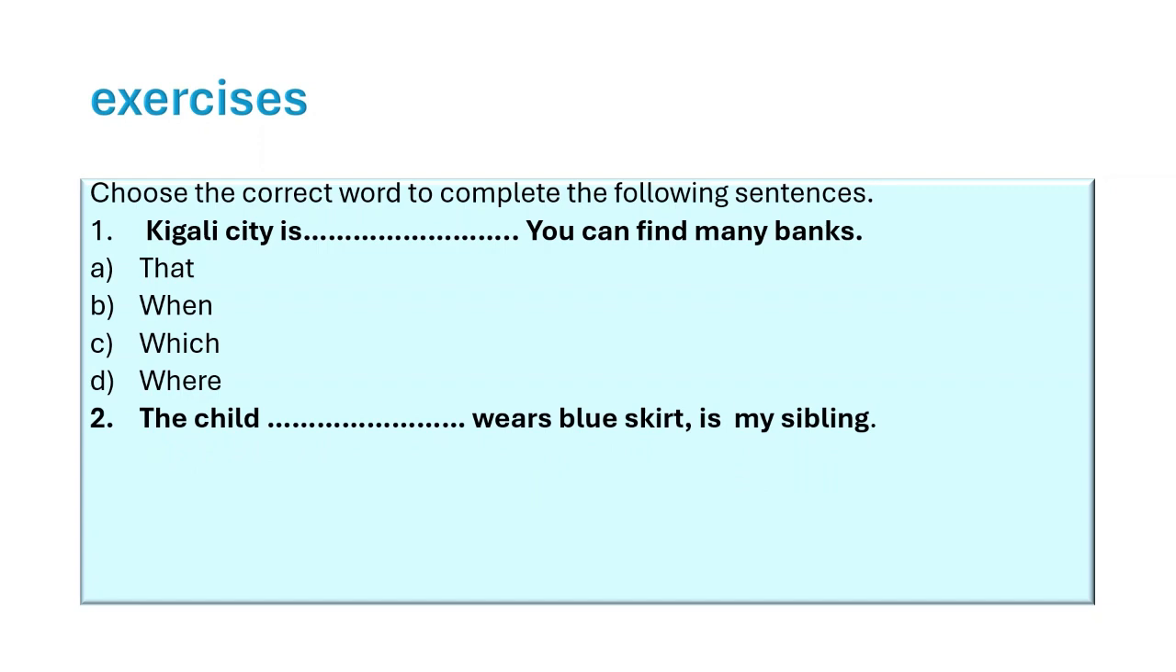The child dash wears a blue skirt is my sibling. A. Whom. B. Whose. C. Who. D. Which. What is the best answer for this sentence? Great. Write in the comment.